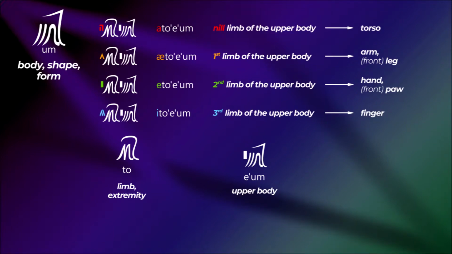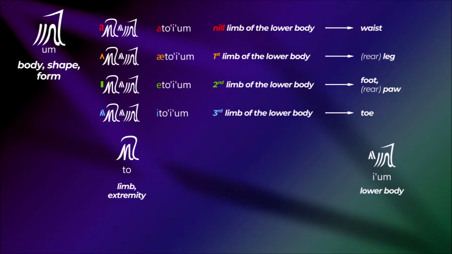We can project this same pattern onto the lower body, so we turn eum into ium, getting us 4 new words. Ato ium, the waist or pelvis. Aito ium, the leg or rear legs in quadruped animals. Eto ium, the feet or rear paws. Ito ium, the toes.